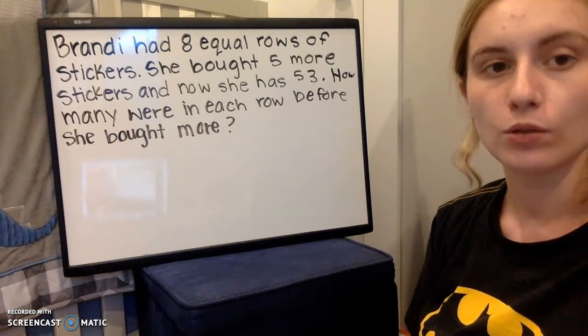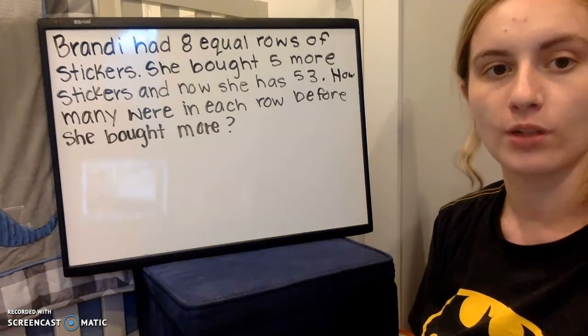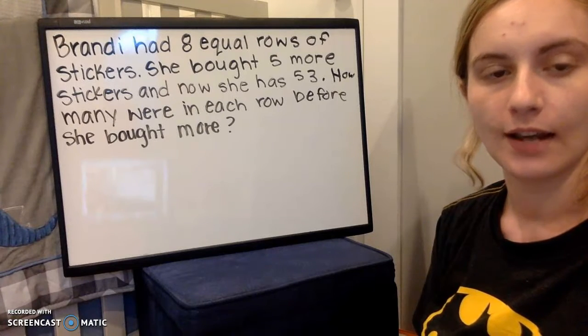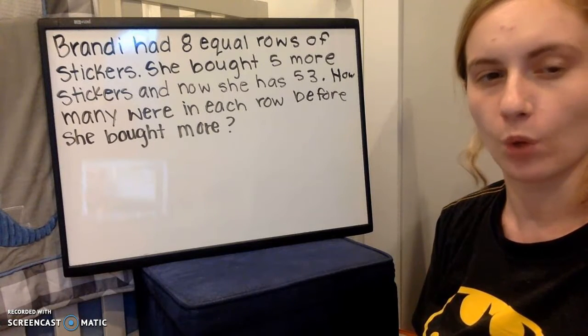Brandy had 8 equal rows of stickers. She bought 5 more stickers, and now she has 53. How many were in each row before she bought more?